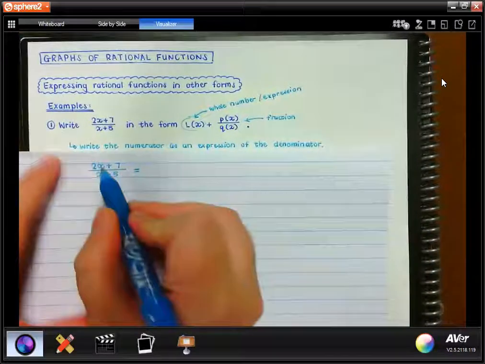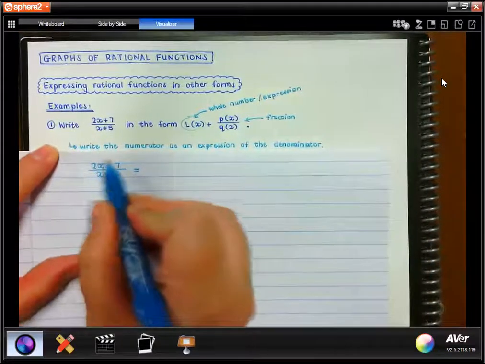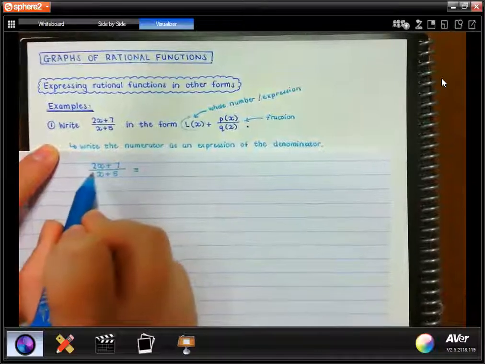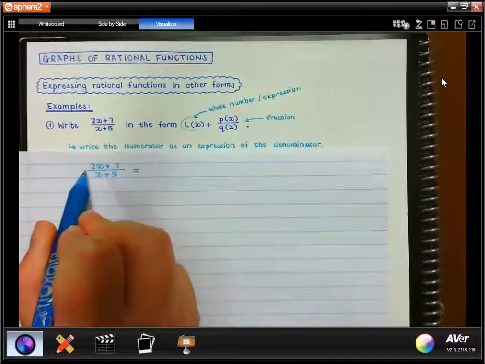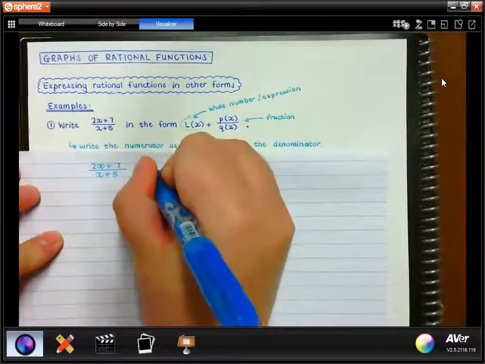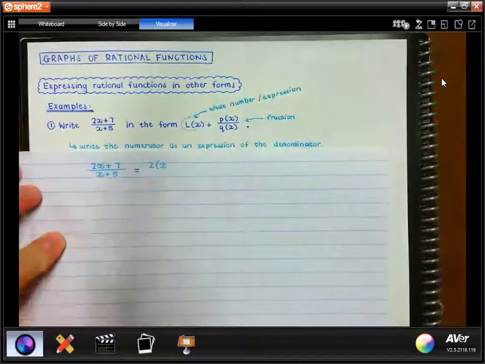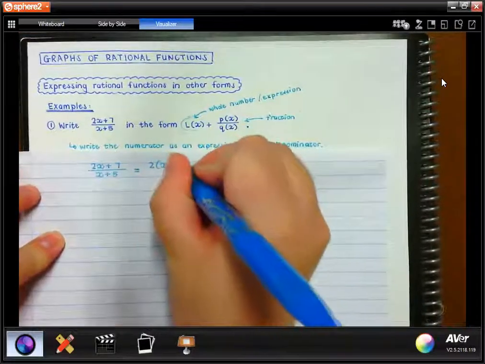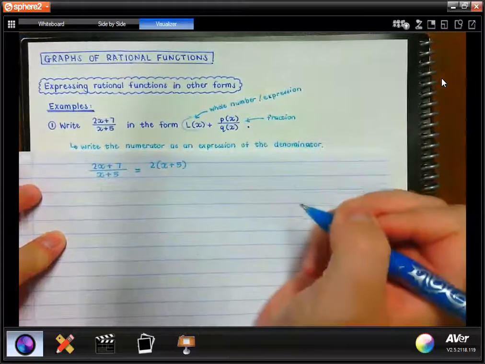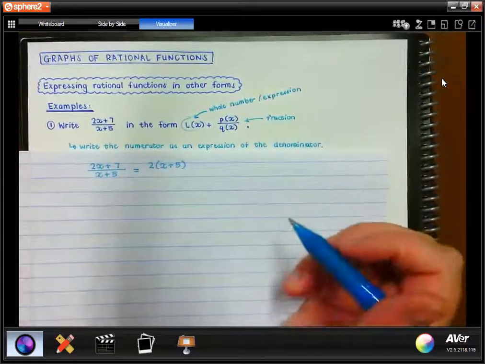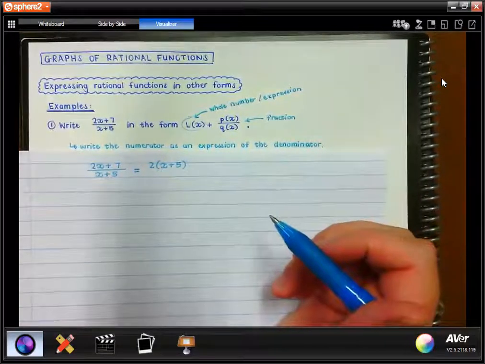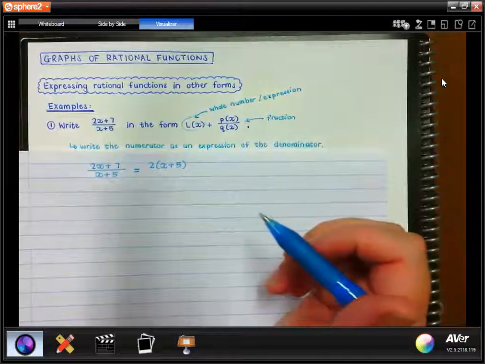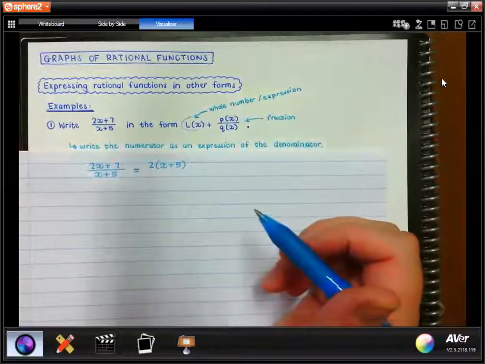Okay, so if we look at this, you're always going to look at your first term of the numerator. It's 2x. Do we agree that that is the same as 2 times x? Okay, so we're going to do this. We're going to say 2 times x, but what we actually want is an x plus 5. So we're doing some manipulation here. Because if we have 2 times x plus 5 over x plus 5, the x plus 5s will cancel out and we'll just be left with 2.